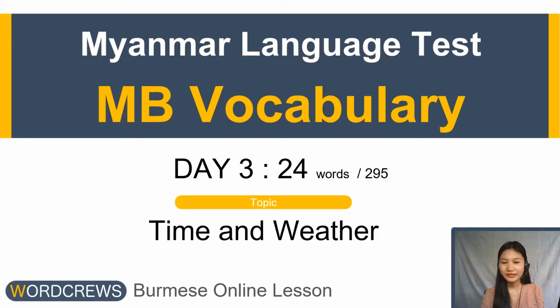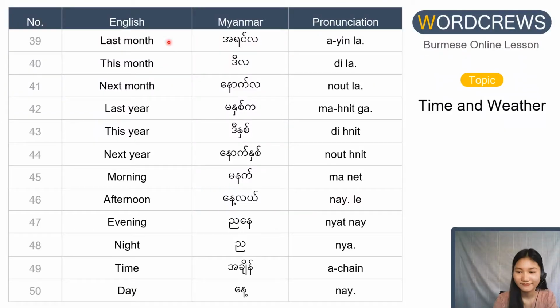Today we are going to learn day 3, and the topic is time and weather. We are learning 24 words. If you're ready, let's get started with the first list of vocabulary.